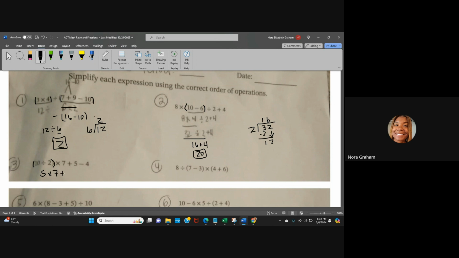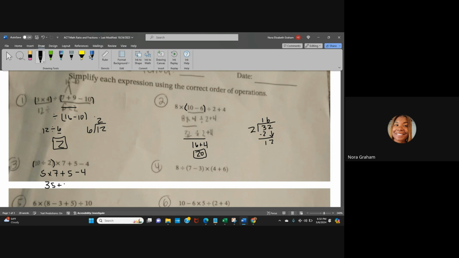plus 5 minus 4. Now I want to deal with multiplication, because multiplication and division come before addition and subtraction. So I do 5 times 7: 5, 10, 15, 20, 25, 30, 35. Okay. And the rest comes along for the ride.